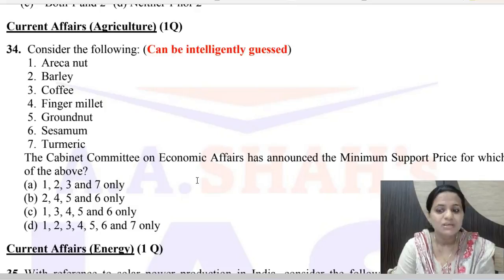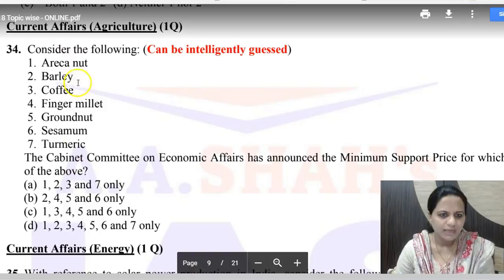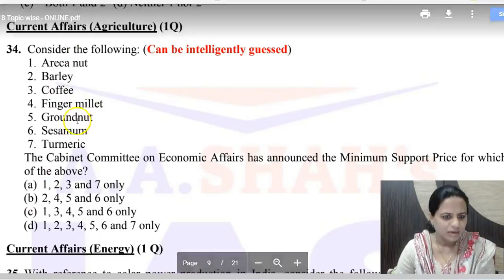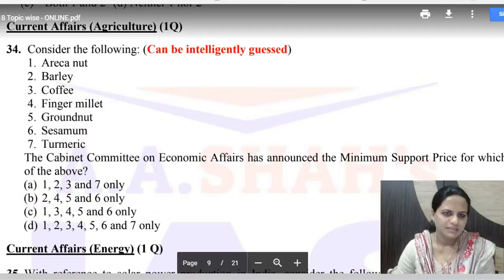So of course you know MSP is announced for standard crops as such. The one which you feel MSP would not be announced for is coffee, because coffee is under plantations. So 3 is not to be there, and 3 is not there only in option B. So option B, again, areca nut should not be there. Barley, yes. Finger millet, yes. Groundnut, yes. And sesame. Again, turmeric. So you can see with intelligent guesswork too, you can come to option B as the right answer here, just guessing that coffee should not be there amongst all these commodities.